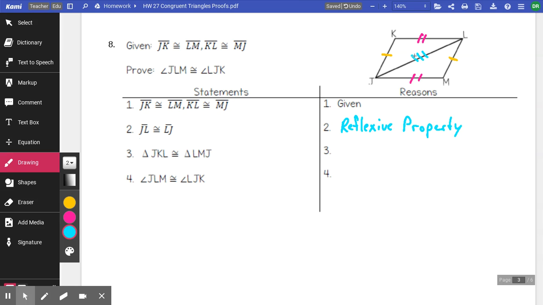So the benefit of marking your diagram is that now that we have our diagram marked, we see that we've marked all pairs of sides as congruent. And so what we know is that we have this theorem, side, side, side, that guarantees the triangles to be congruent to each other. Now you notice that's not the end of our proof.